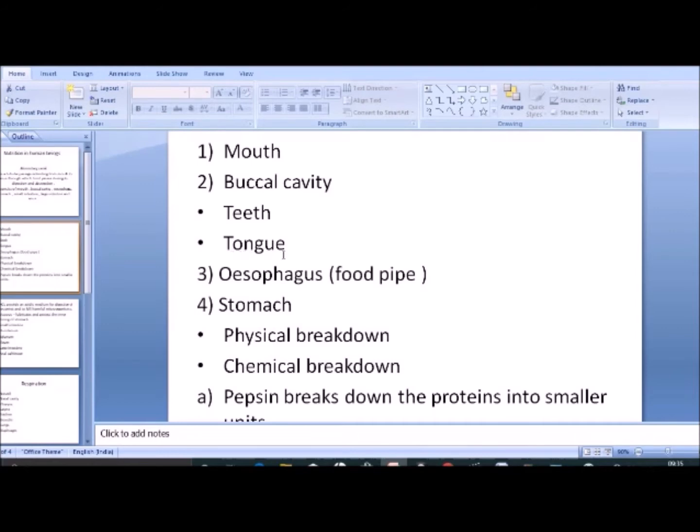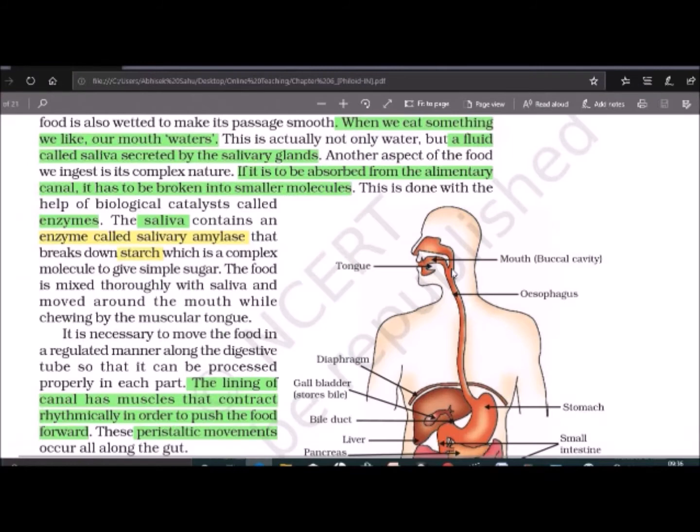And second is your tongue. It is a freely movable muscular organ attached to the floor of the buccal cavity, and it helps in the mixing of the food with the saliva and then in pushing the food to the pharynx and the esophagus. So after the buccal cavity, the food enters through a tube-like structure called your esophagus.